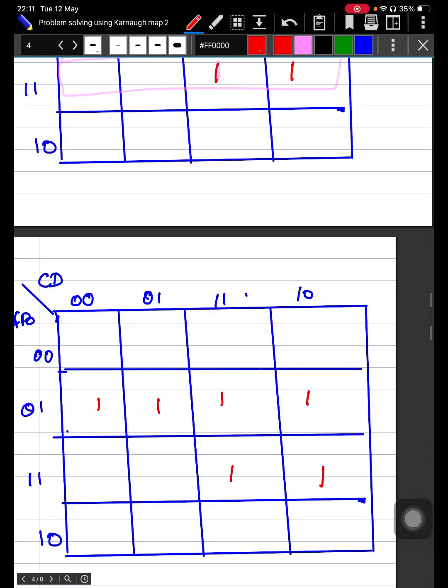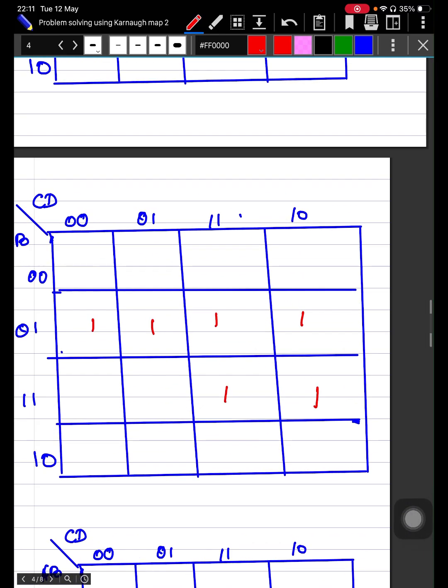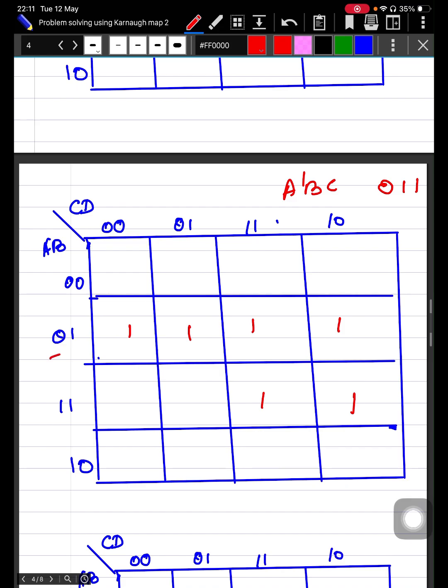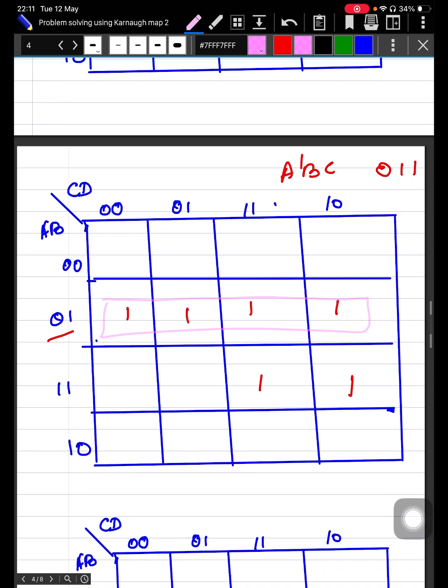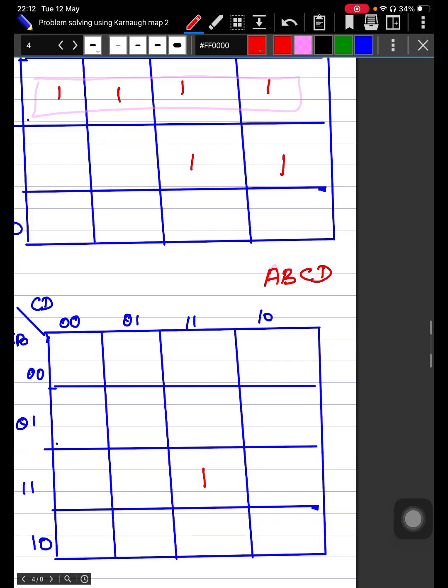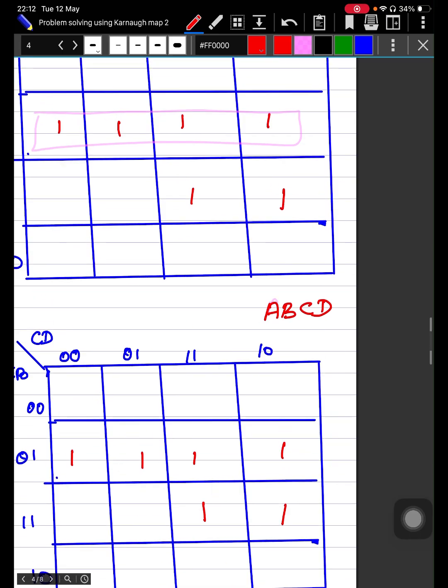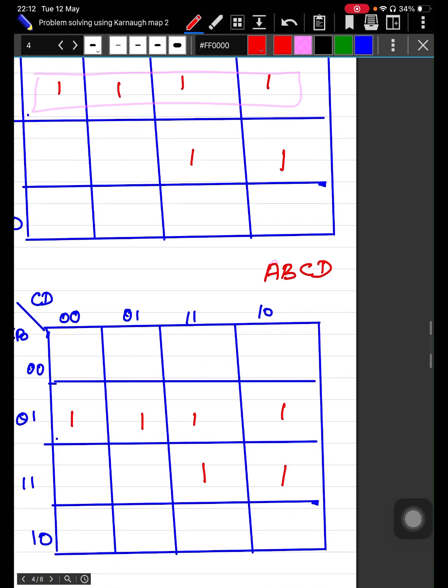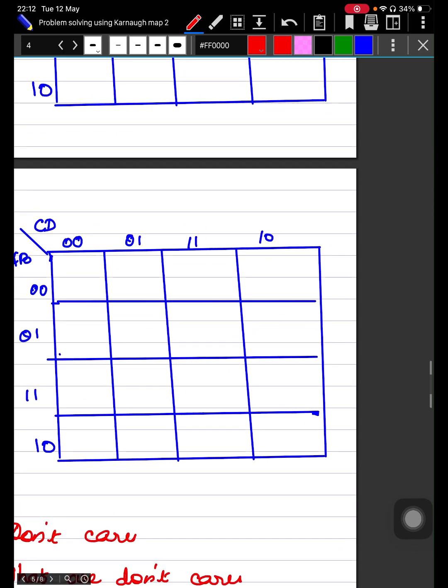Is there anything else to be taken? A dash B C. What does that mean? 0, 1, 1. This complete row is 0, 1, but we need not do anything fresh because it is already engaged. And what is the fourth element? ABCD is directly given. A is 1, B is 1, C is 1, D is 1, so 1, 1, 1, 1. Now I can incorporate everything. So this is the plotted Karnaugh map. Am I clear? Now I'll do it here.